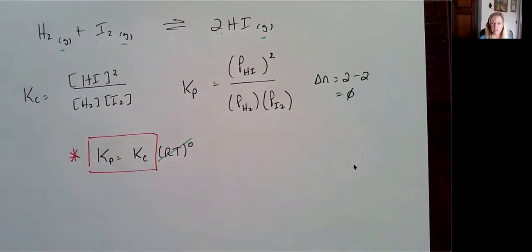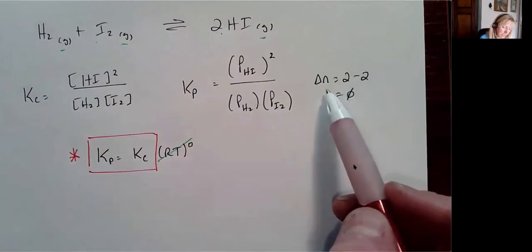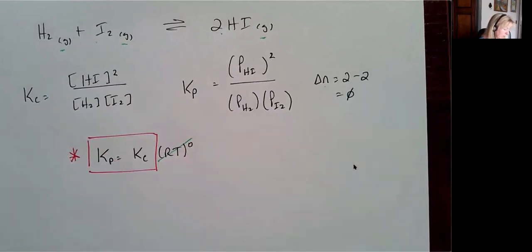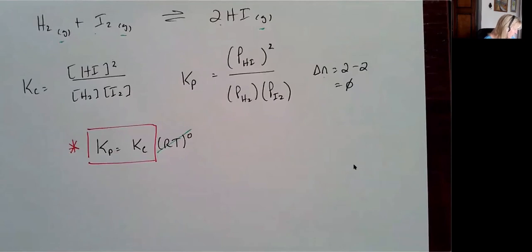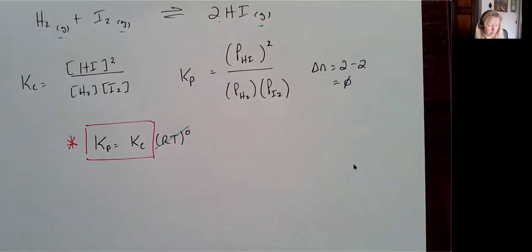So that's the only time your Kp and your Kc are going to be equal, if your delta n sums up to 0. All right, the one other thing I wanted to cover before we left today was heterogeneous equilibrium. And so at this point, I'm going to go to the slides.